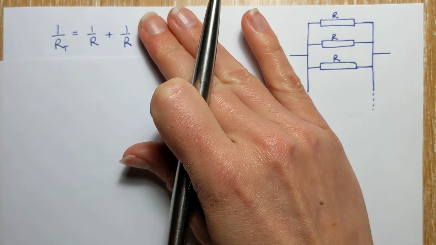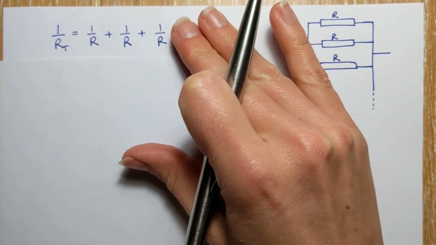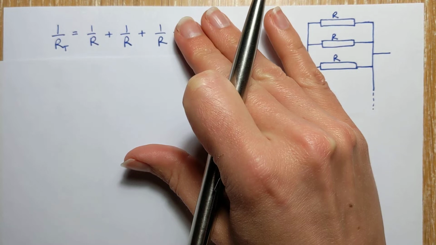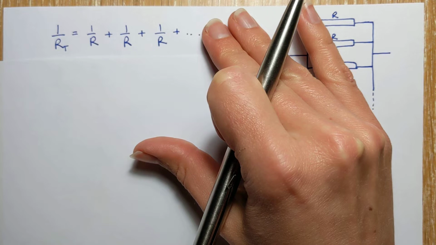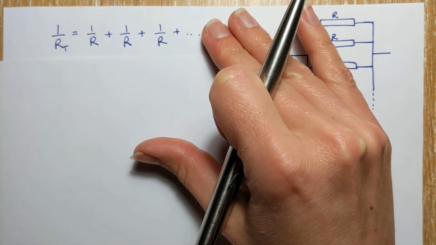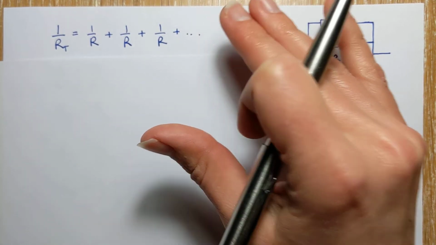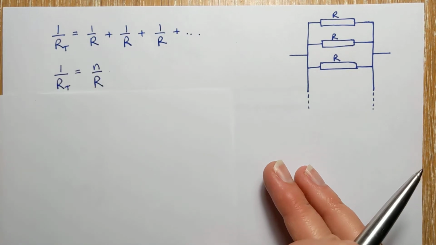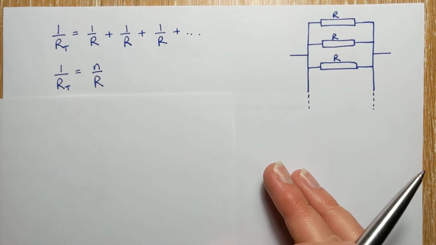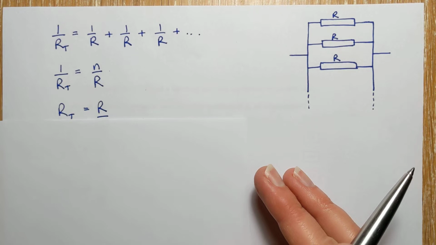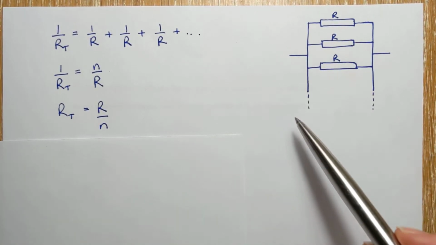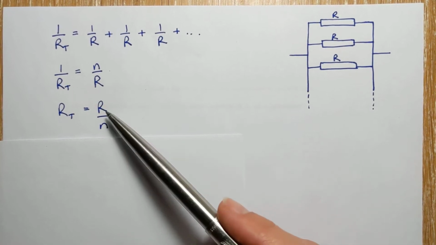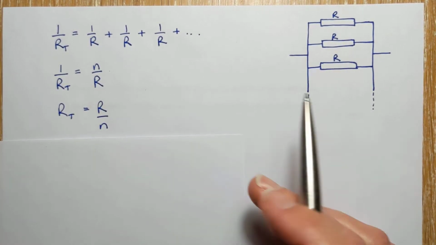Looking at this, if I just had 2 resistors in parallel, then the right-hand side of my equation would be 2 over R. If I had 3 resistors in parallel, the right-hand side would be 3 over R. If I had 4 in parallel, it would be 4 over R, and so on. So if I've got n of them, the right-hand side is n over R. Flipping that gives us that the total resistance of our combination of n resistors is R over n.